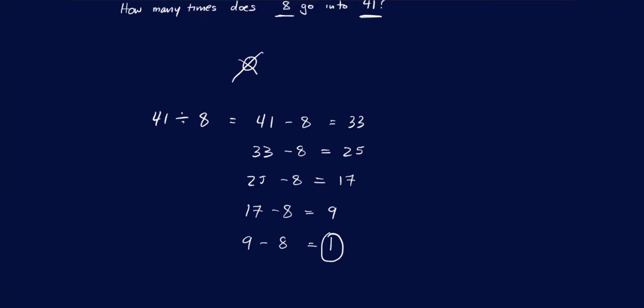So 8 goes into 41 5 times, since we subtracted 8 from 41 5 times. 1, 2, 3, 4, 5. And we have a remainder of 1. So that means that 41 divided by 8 equals 5, with a remainder of 1.